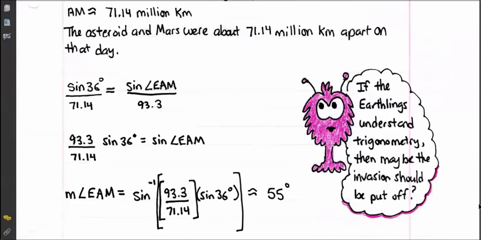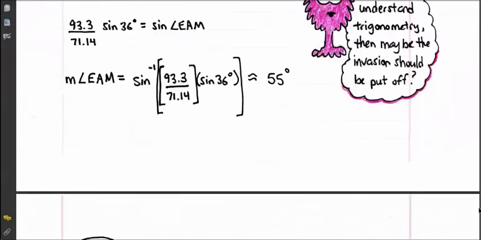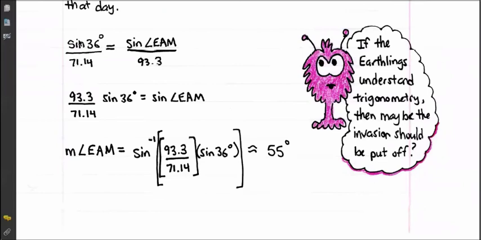Then we're going to use the law of sines. So we do the sine of 36 over 71.14, that's the value we found, equals the sine of angle EAM over 93.3 million kilometers. Cross multiply the 93.3 up. Take the inverse sine of both sides to figure out the measure of EAM. So the sine inverse of 93.3 over 71.14 times the sine of 36, all of this inside the sine inverse, is going to be approximately 55 degrees.